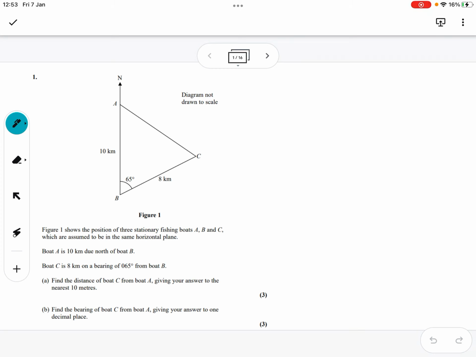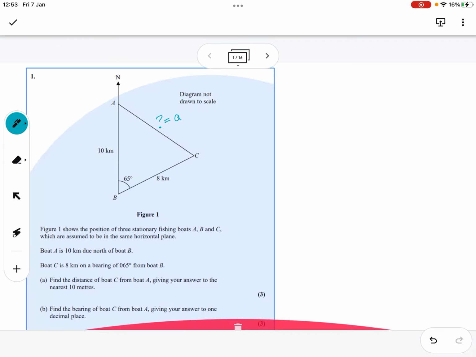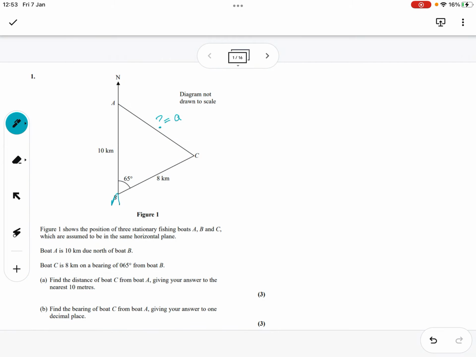So we've got the diagrams, we don't have to draw the diagram, which is good. So basically we're looking to find the distance of boat C from A. So we're looking for this one, which is a classic. I'm going to relabel it, so this one can be C and I'll make this one B, which makes this little b.